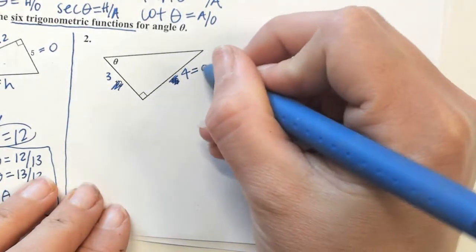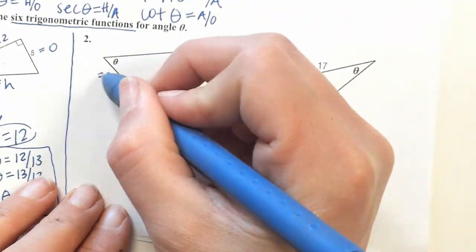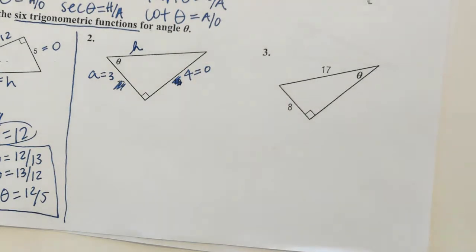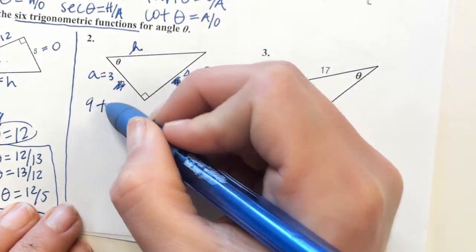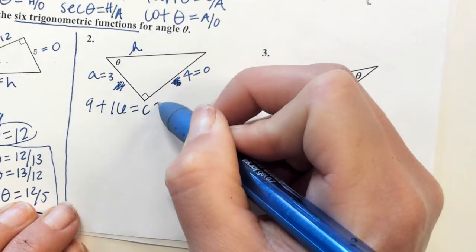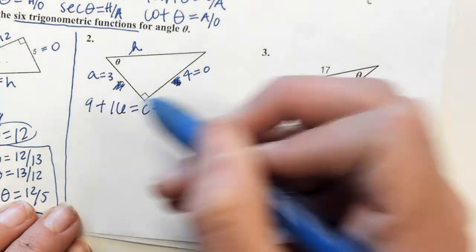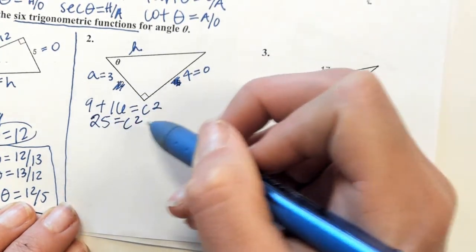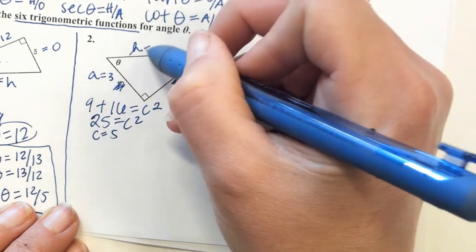4 is opposite. Very good. Okay, so we're missing the hypotenuse. And how do we find it? A squared plus B squared equals C squared. Good. So tell me how that would be. So 9 plus 16 equals C squared. That would give me what? Good. 25 equals C squared, so C equals what? 5. So that's our hypotenuse.